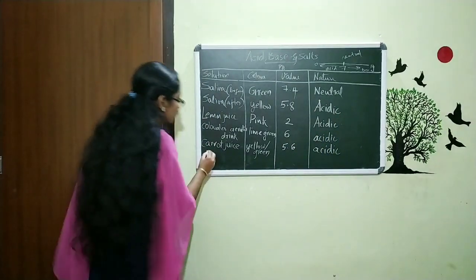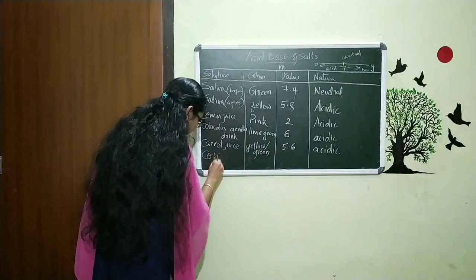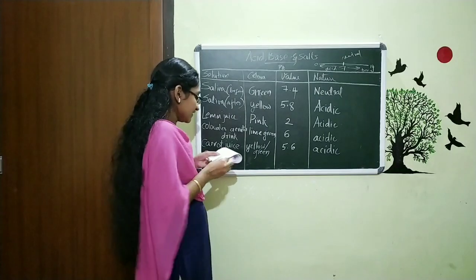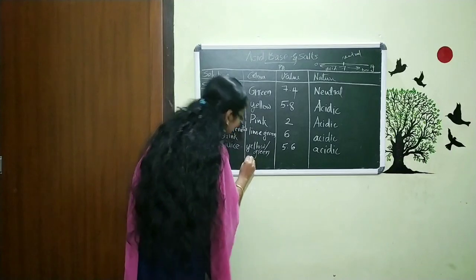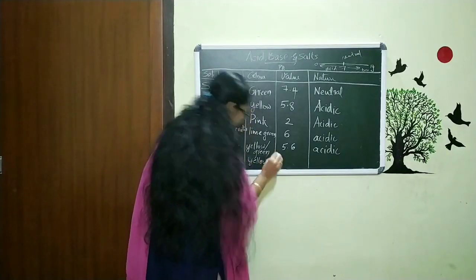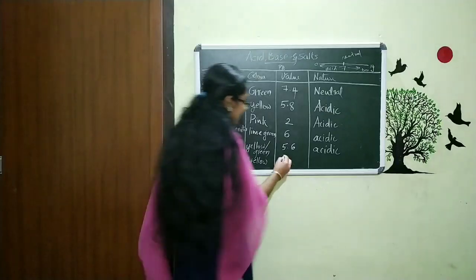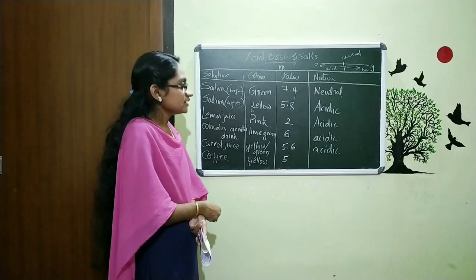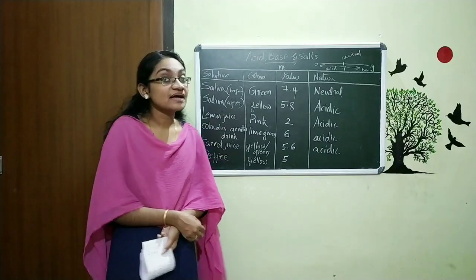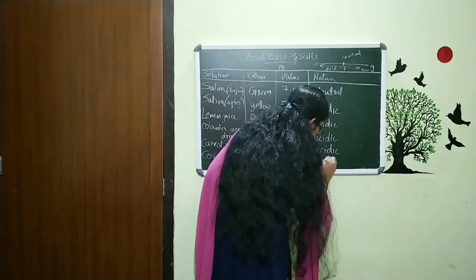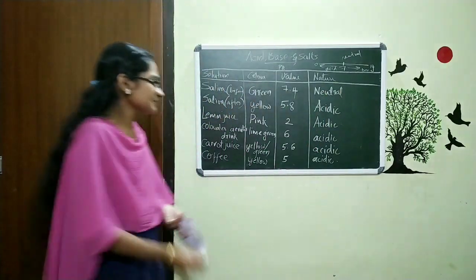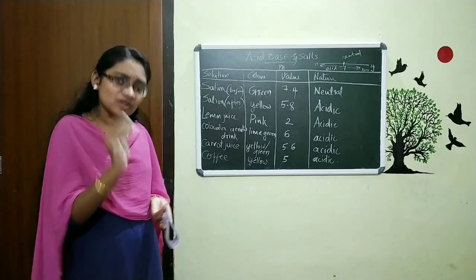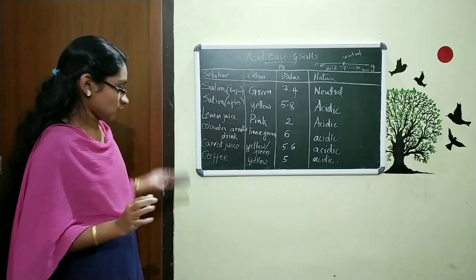The next is coffee. Is the coffee acid or base? Now we are going to check. When we take the coffee and check, we get a yellow color, and the pH value is 5. Then where is it situated? It is in the acidic region. That means this coffee is not like sulfuric acid or anything. It has a very small acidic nature. That is about the coffee.